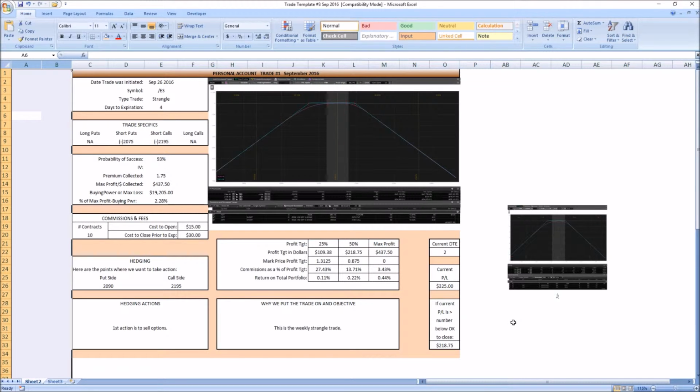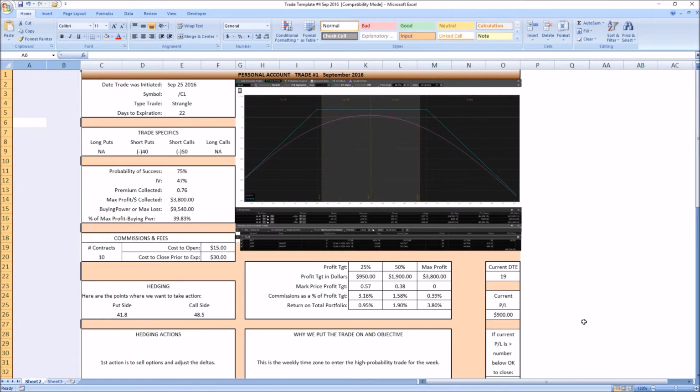Okay, the third trade we'll take a look at is in the personal account. It's the S&P 500 futures strangle, the weekly strangle. So we put this one on Monday morning, September 26th. Had 4 days to expiration, and trade particulars are here. We have 2 days to expiration. Our P&L graph says we should have 218.75 in profits. We're up to 325. So everything is progressing right along in this trade. No actions required. You can see we have a really good looking graph here. So nothing to do here.